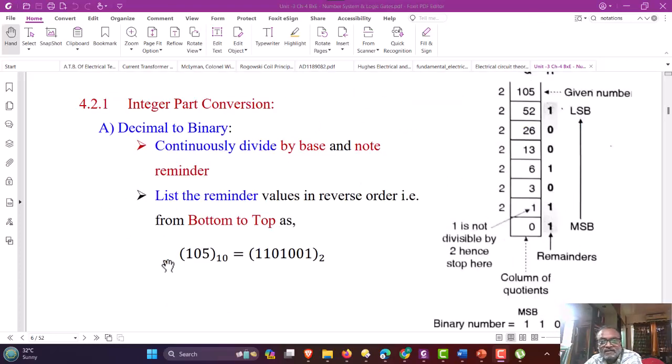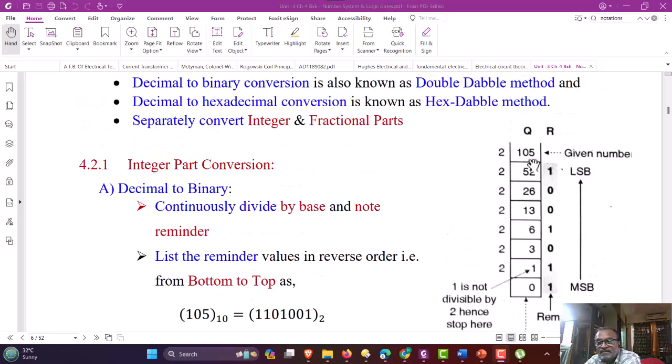In the double-dabble method, say for decimal to binary conversion, we continuously divide the number by the base and note the remainder, and list the remainder values in reverse order, that is from bottom to top. Let us see the example. Here the number given is 105 decimal and we want to convert it to binary. The base of the binary system is 2. So we will continuously divide this number by 2.